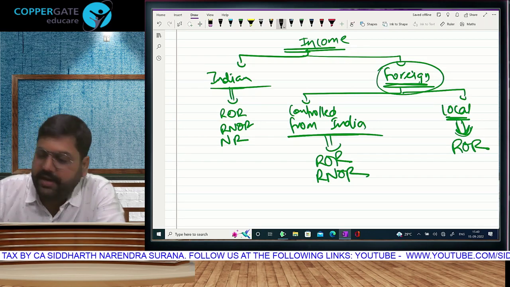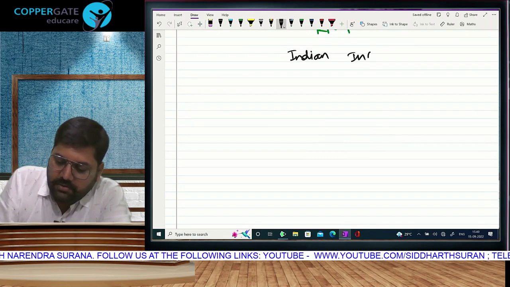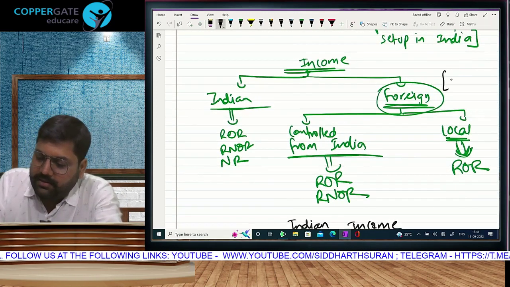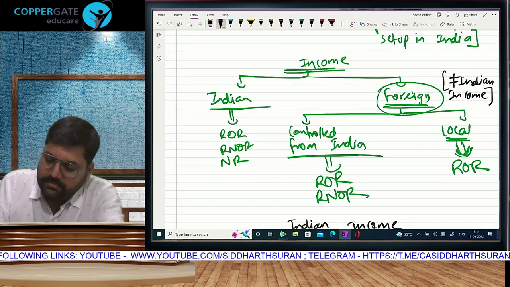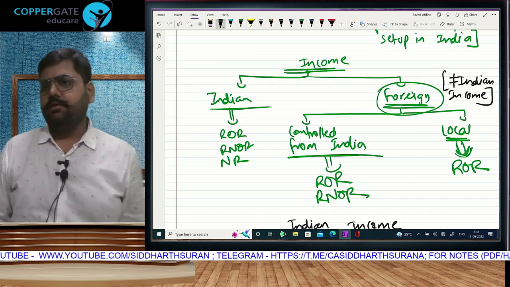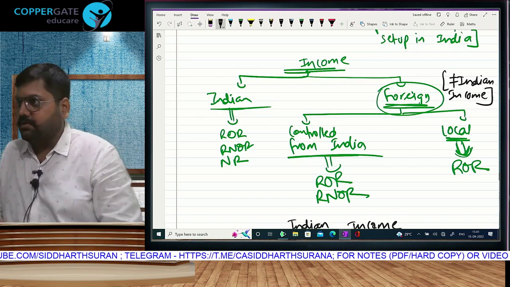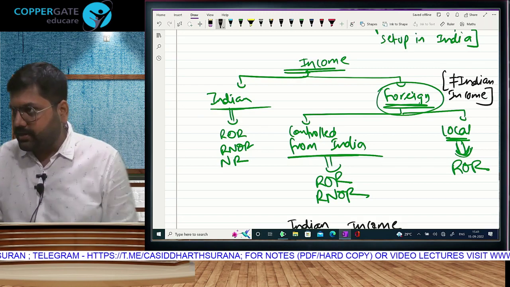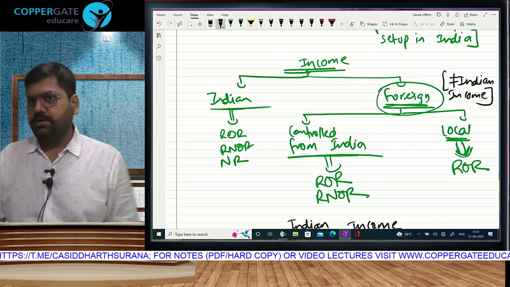But in order to understand scope of total income, we have to go and learn what is the meaning of Indian income. Because you know what is foreign income? Anything that is not Indian income is foreign income. Right? So what do I have to teach you to finish this chapter? Honestly, if I do that, chapter over. If I teach you the definition of Indian income, chapter finished. Are you understanding this?